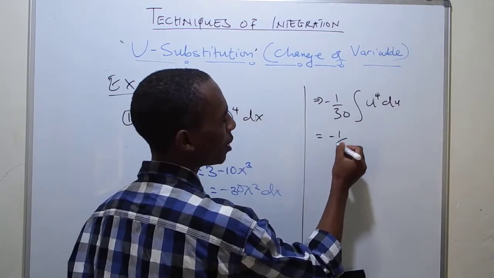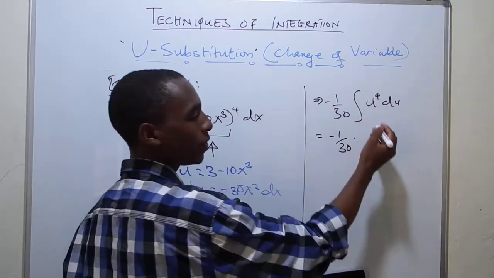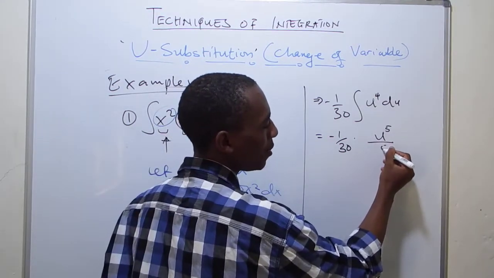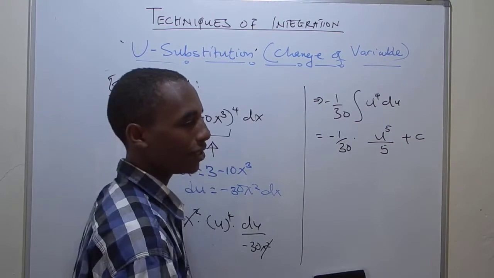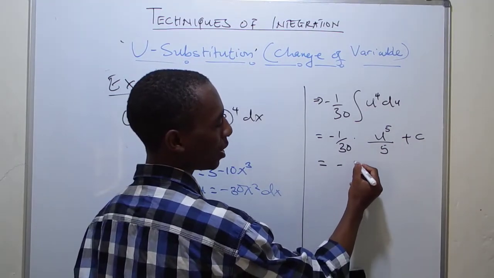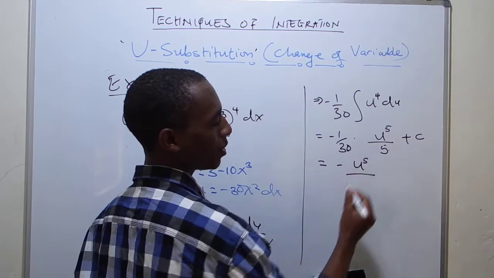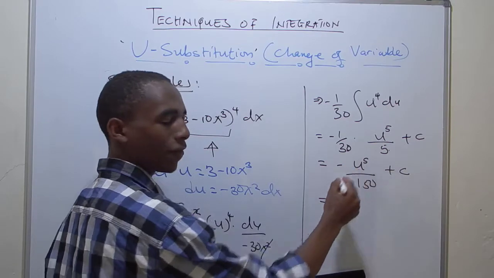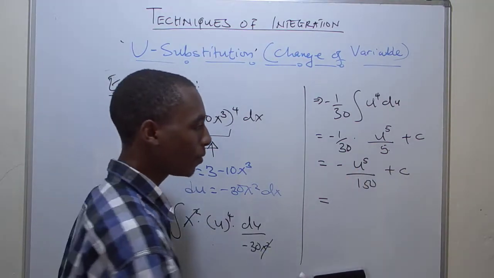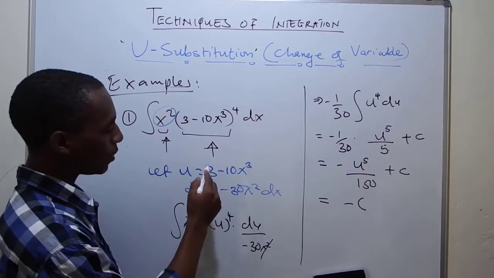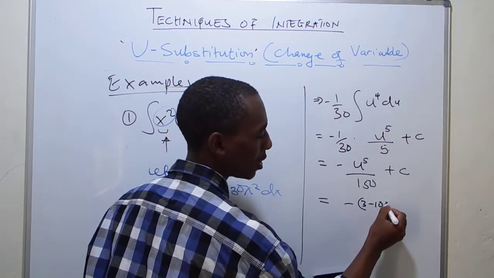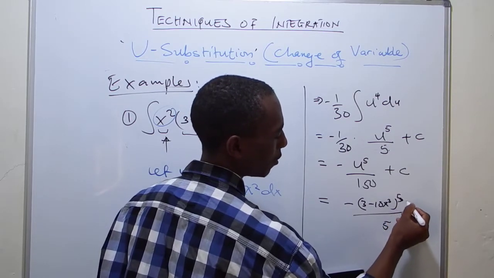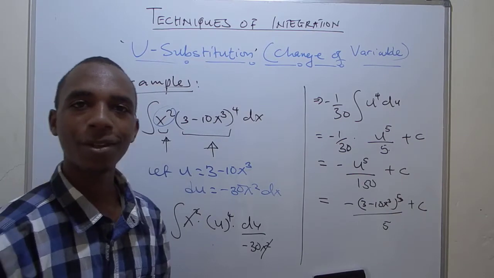So this is going to be negative 1 over 30. The integral of this is u to the power 5. You just add a 1 here and divide by this new power plus a constant of integration. This is going to be negative u to the power 5 over 30 times 5, that's 150, plus a constant. And then the final step is to substitute back for u. So that's negative, our u is here, 3 minus 10x cubed to the power 5 divided by 150 plus a constant of integration.